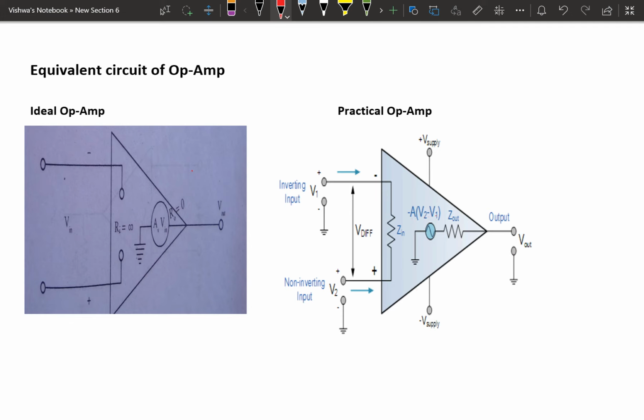Draw the equivalent circuit of the op amp and write the ideal characteristics of the op amp.